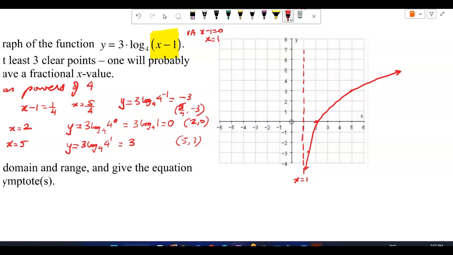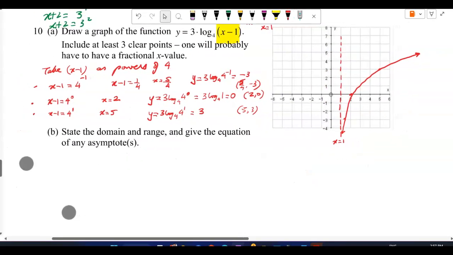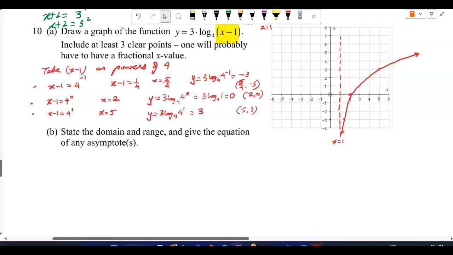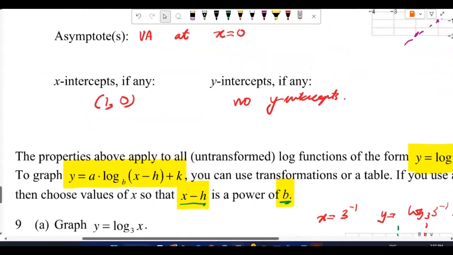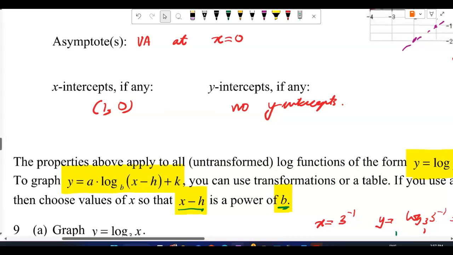Okay? Easy? Kind of. But I get it better. I was just getting confused because I didn't think you could find numbers with the log function. No, but I told you, you take x minus 1 as the power of 4. Your x minus h, that's what we generally said. Whatever the base is, you take powers of the base basically.